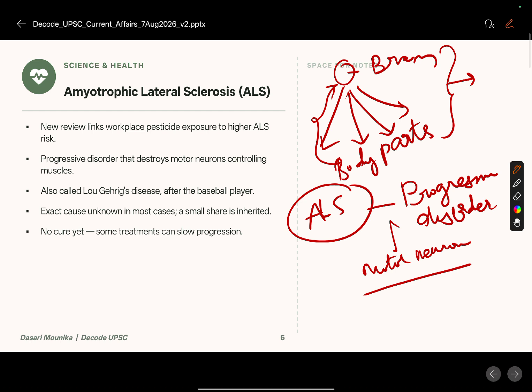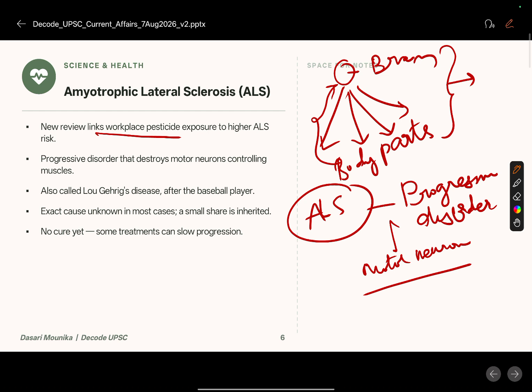because of high exposure to the pesticides that farmers use in the workplace, there is a danger of ALS. A person will lose the coordination between the brain and the body parts. If there is no coordination, eventually we can't sit, we can't stand, we can't write, we can't do any of our work, we can't even eat. Our body loses control.